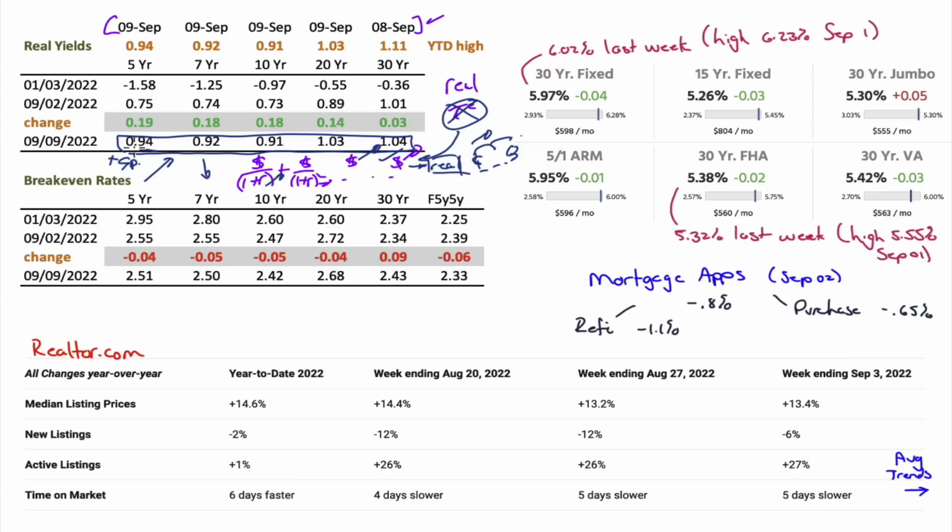But when I saw that, I added short positions on the index. Look at our break-even rates here.